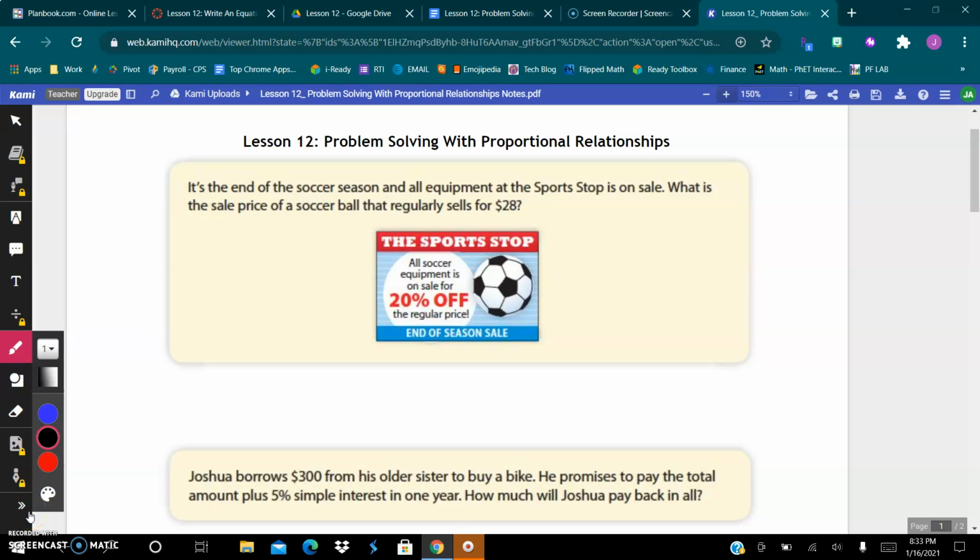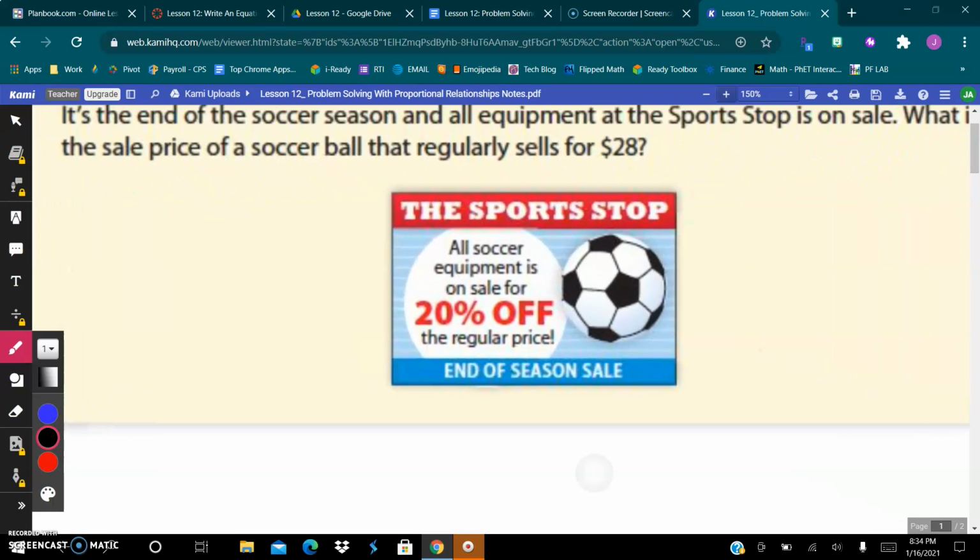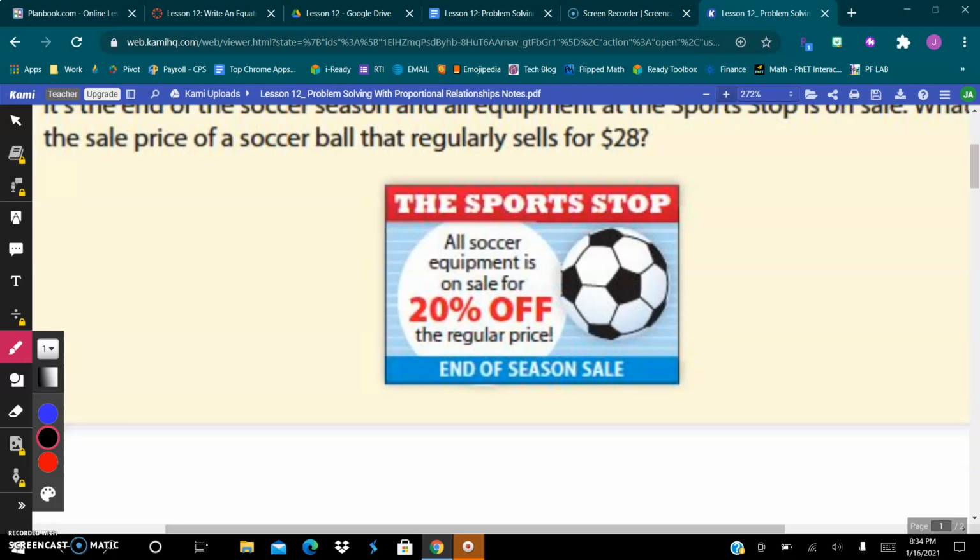For lesson 12, we are still going to be working with proportional relationships, but now we're going to use those to problem solve. So I have some examples here. The first one says it's the end of the soccer season and all equipment at the sports stop is on sale. What is the sale price of a soccer ball that regularly sells for $28? And the little ad here says that all soccer equipment is on sale for 20% off of the regular price.